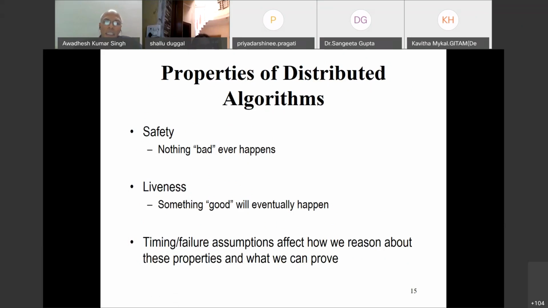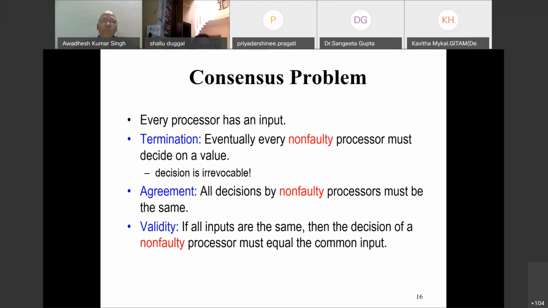So nothing bad should happen, but at the same time, you cannot do nothing all the time. Sometimes you need to do something good. So for any algorithm, if it is not doing something wrong, that's fine, but eventually it should do something good also. That is called safety and liveness. If you propose an algorithm, we need to prove whether the safety and liveness properties are satisfied. These properties, safety and liveness, map to the consensus problem.